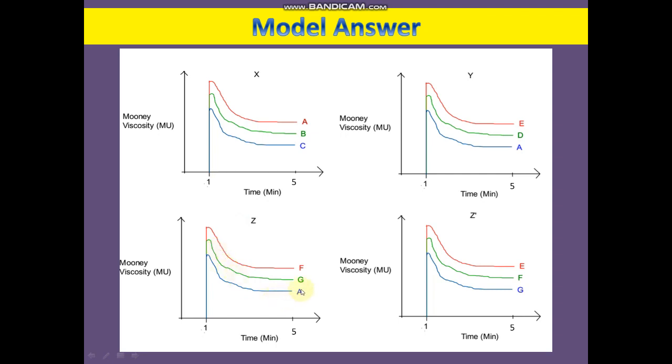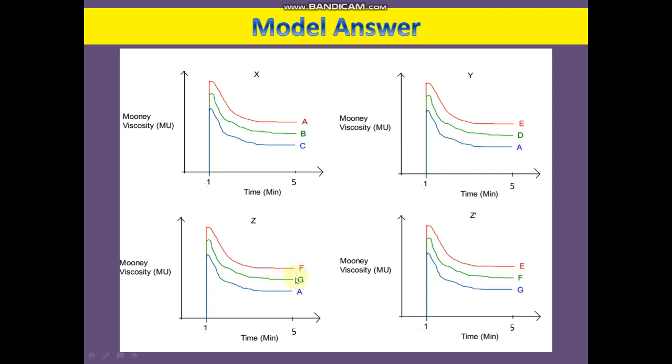Here you can see the A compound doesn't contain carbon black, so it should show the lowest Mooney viscosity value. Compared to A, F and G contain 60 pHr of carbon black. Since particulate fillers increase the viscosity, the F and G should show high Mooney viscosity value compared to A. So it is represented here.